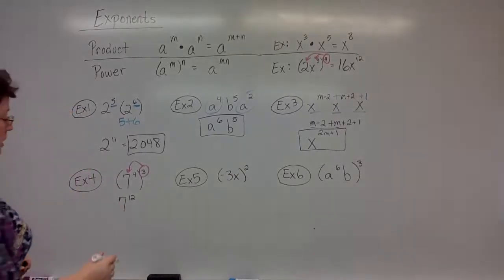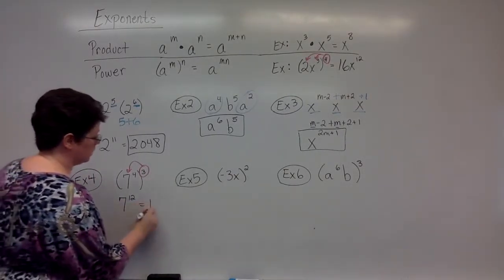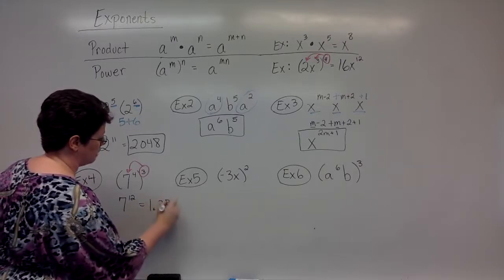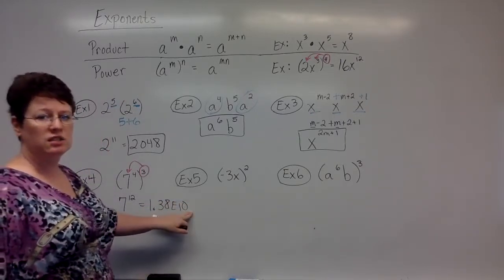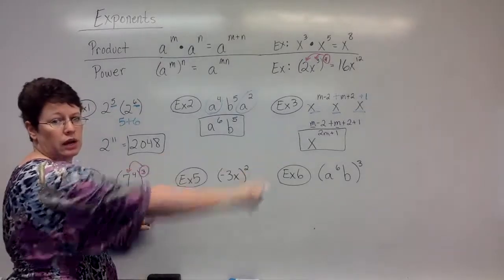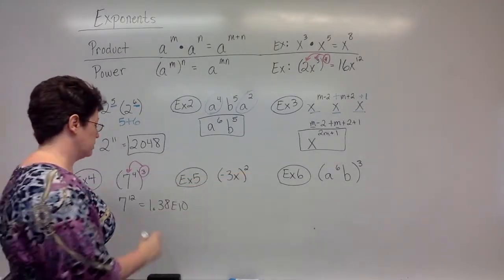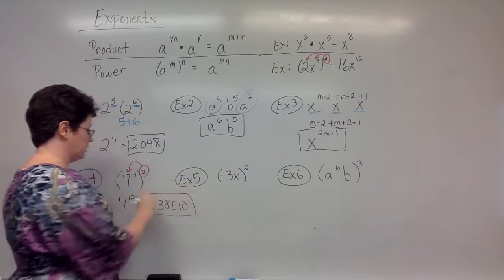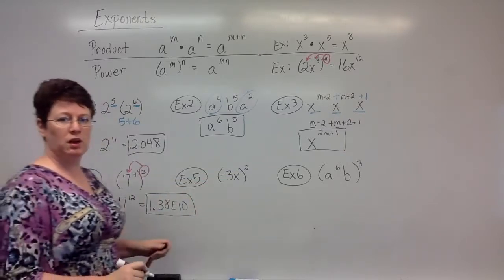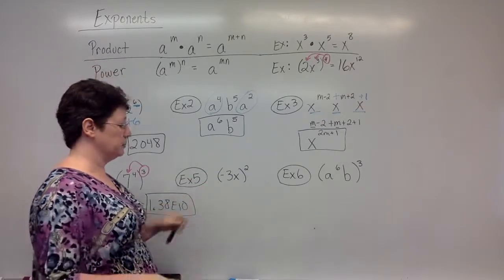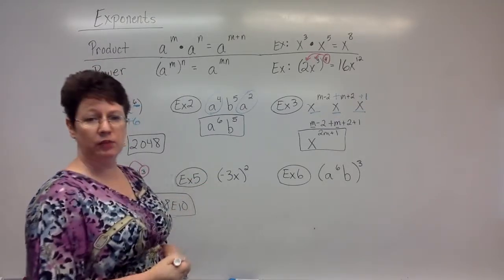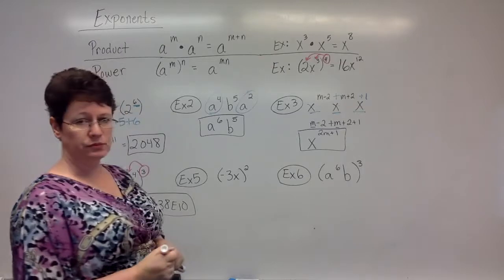Oh, yes. We got an e to the 10th. Okay, so it's like 1.38 and so on, e to the 10th. All right. That means there's 10 zeros. We got to move that decimal place to the right, 10 of them. Boom. It's a big number. All right, so you could leave that as 7 to the 12th, or you can go ahead and multiply it out.